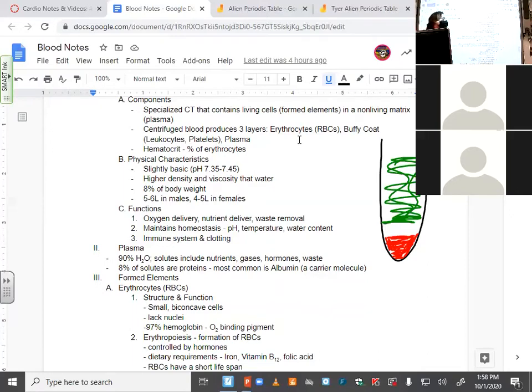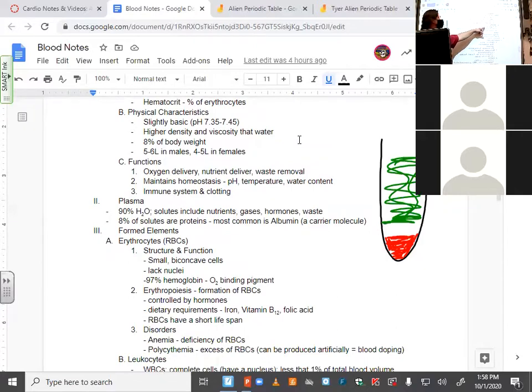Blood makes up 8% of your total body weight, which is a good rough way to look at it. It's 5 to 6 liters in males, 4 to 5 liters in females. And that just has to do with the difference in body mass. It doesn't have anything to do with the difference in genders. It just has to do with males usually being bigger, so you have more blood. Females are usually smaller, so you have less blood. It has to also do with muscle mass as well. So what does blood do for us?